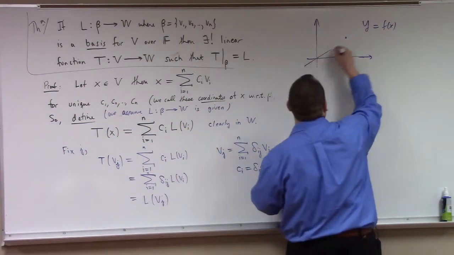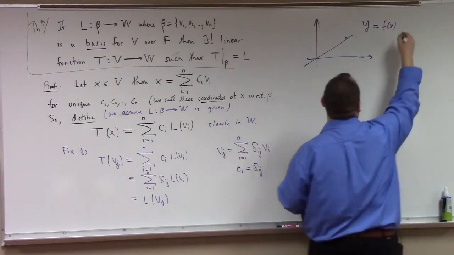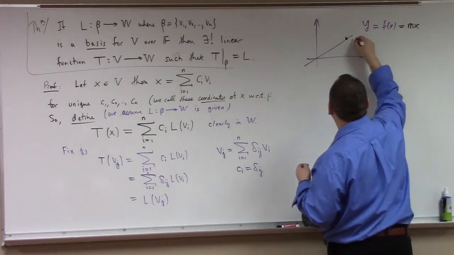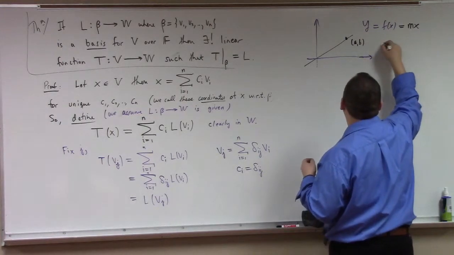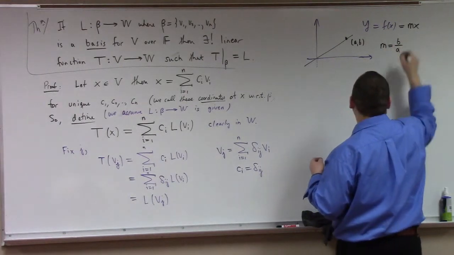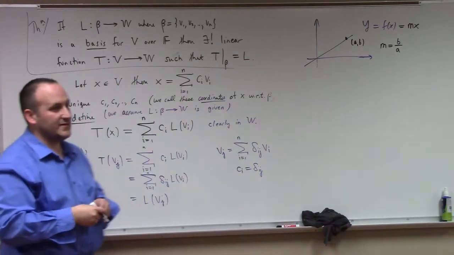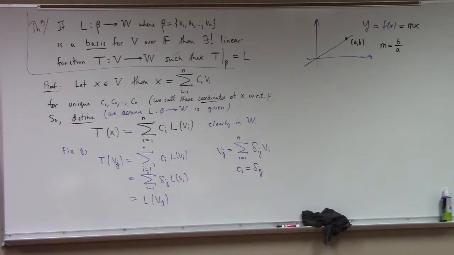Its graph is this, right? In other words, it's mx. Like picking that one point, a, b, m equals b over a, that one point is all it takes to fix a line through the origin, as long as that point's not the origin.